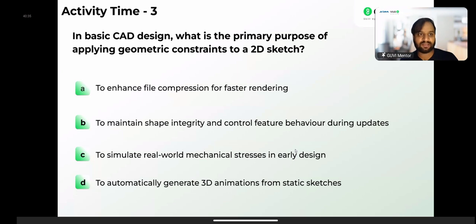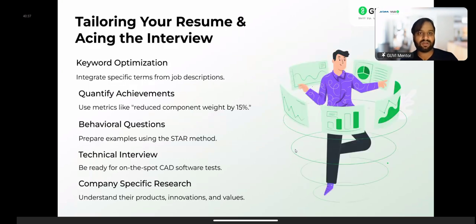So moving on to the next slide. As I told you, tailoring your resume and facing the interview. Keyword optimization: whenever you are creating a resume, always focus on keywords also, because that is what helps you pass the ATS, right? Then achievements: use metrics like reduced component weight by 50 percent. Prepare behavioral examples using the STAR method. Then technical interviews and company specific research.